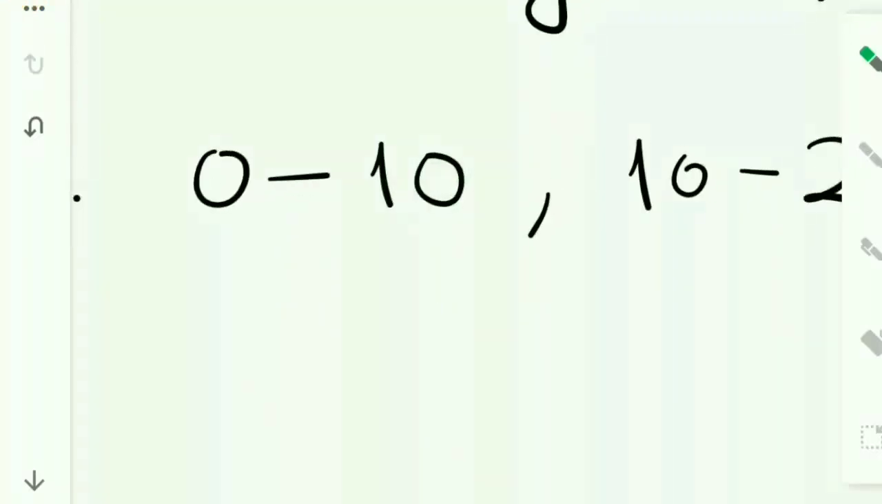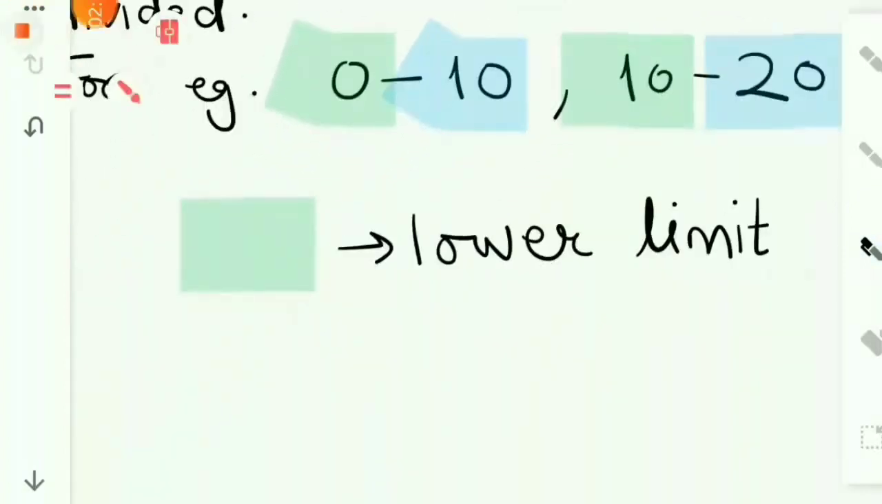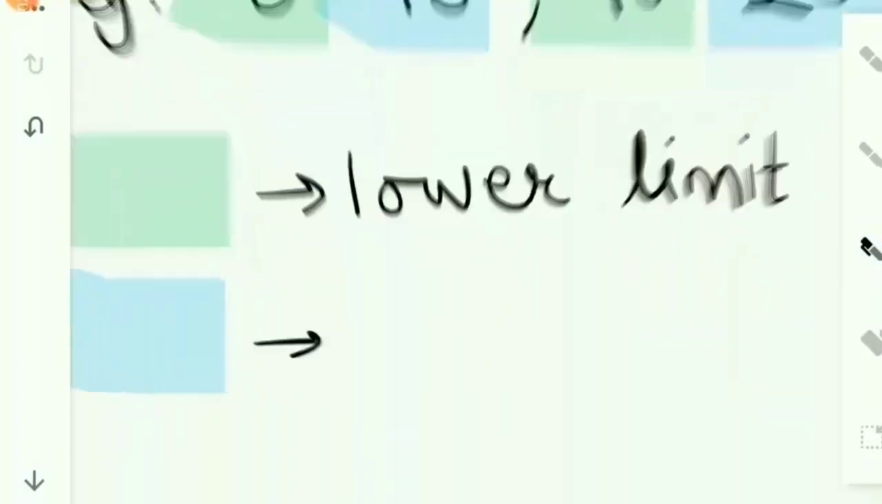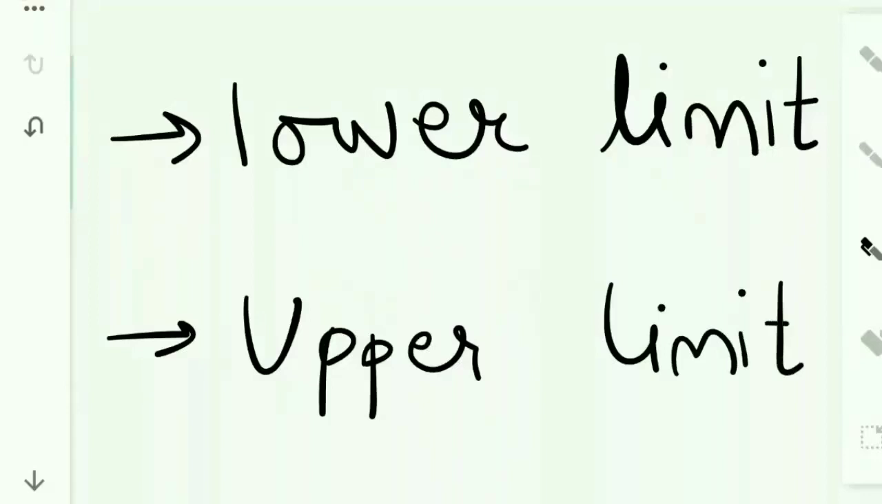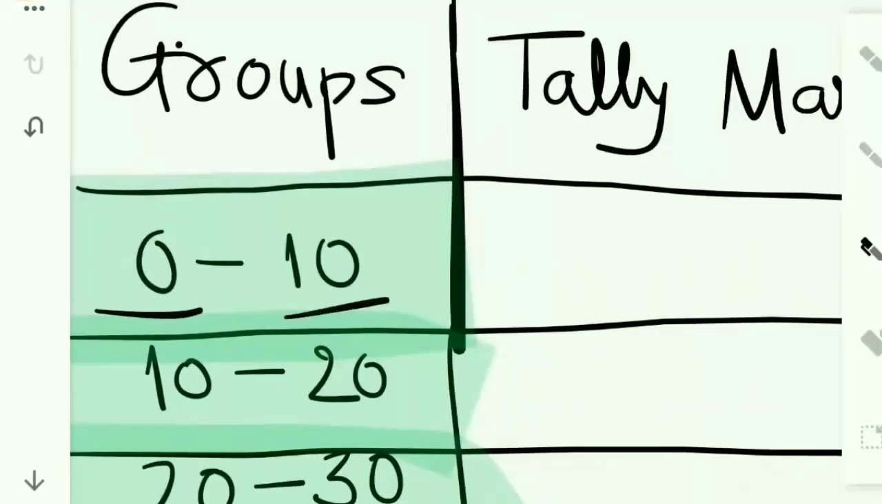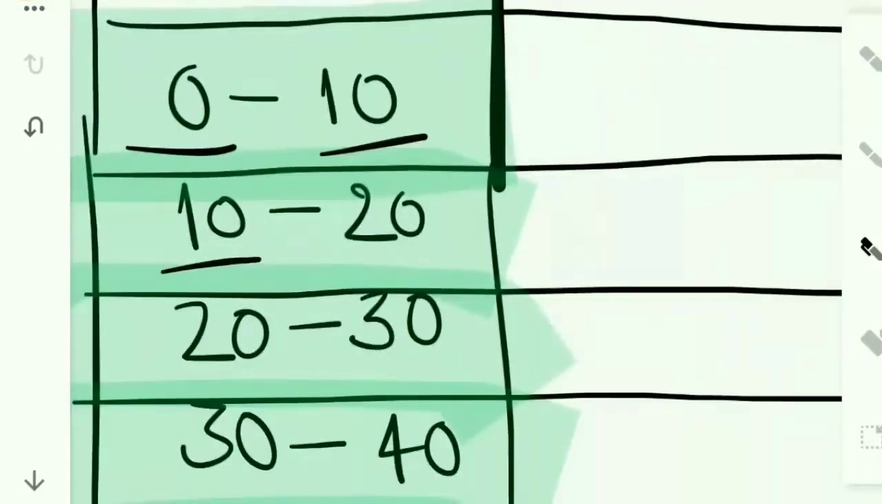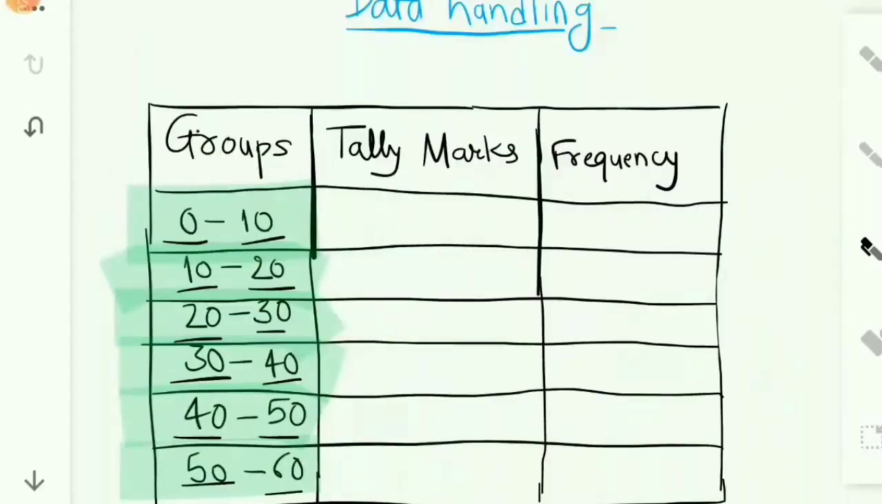Now, this green one is called the lower limit of the class. And this later part of the class, the blue colored one, is called the upper limit. So in this first class, 0 is the lower limit and 10 is the upper limit. In the second, 10 is the lower limit and 20 is the upper limit, and so on. You can spot all the lower limits and all the upper limits here.